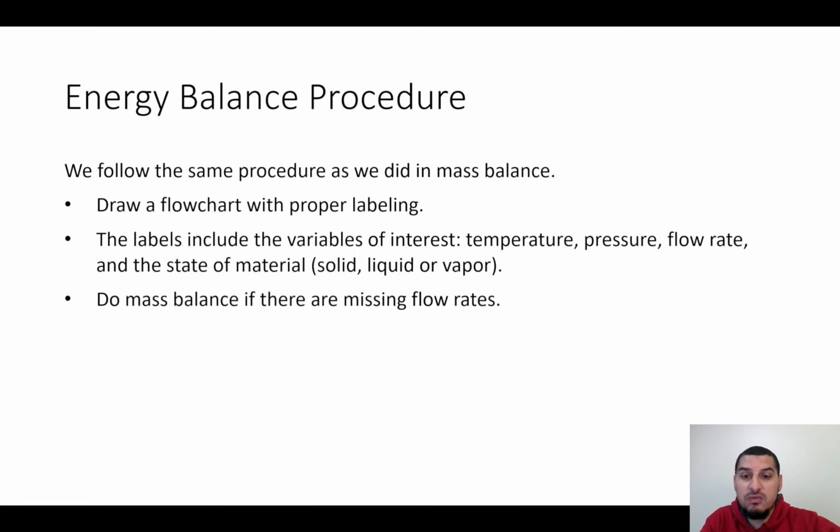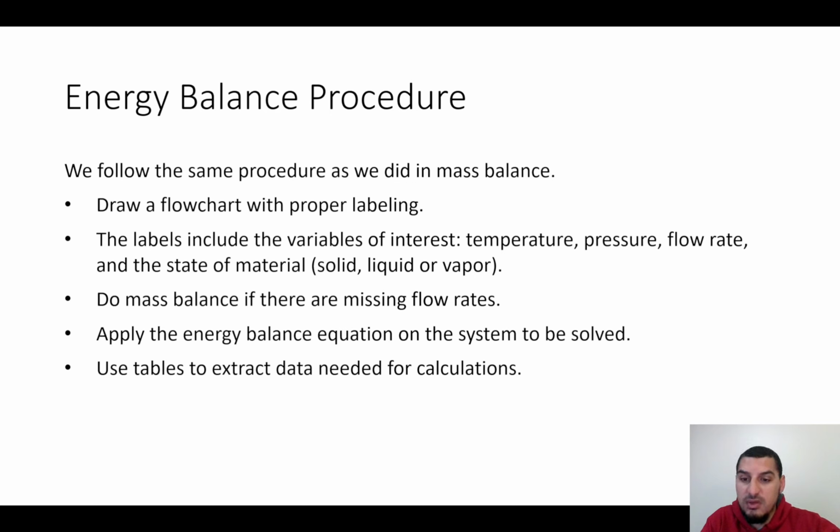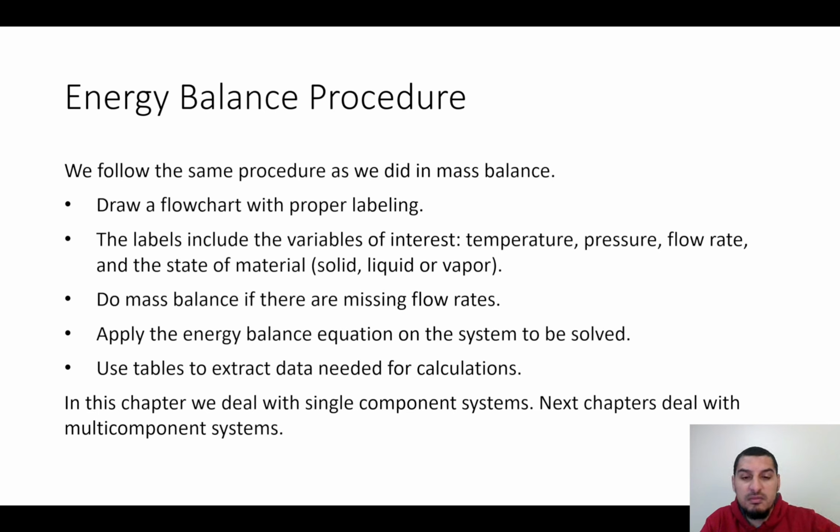And then if some flow rates are missing, we can do mass balance so that we can calculate the missing flow rates, and then we apply the energy balance equation, use the tables to get the data for the calculations for the enthalpies, and then that's it. Since we haven't gone through any calculations of enthalpy, we just covered the steam tables, so we are going only to deal with steam tables in this chapter. In next chapters we will deal with other materials and components, and multi-component systems, which have more than one component. In this case, we only deal with steam.